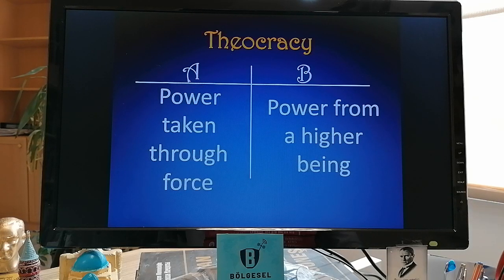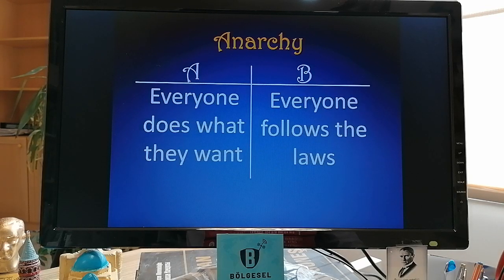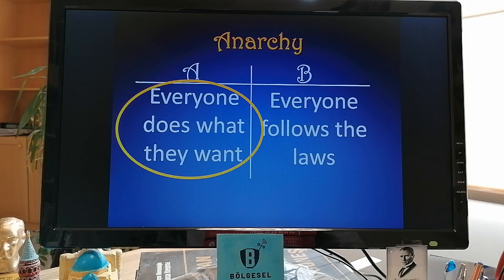Theocracy, you know the answer anyway. It is, of course, B, power from a higher being. God or supreme authority, whatever it is anyway. Anarchy, you perfectly know the answer that anarchy is everyone does what they want. They don't want any government. All right? It is not B.